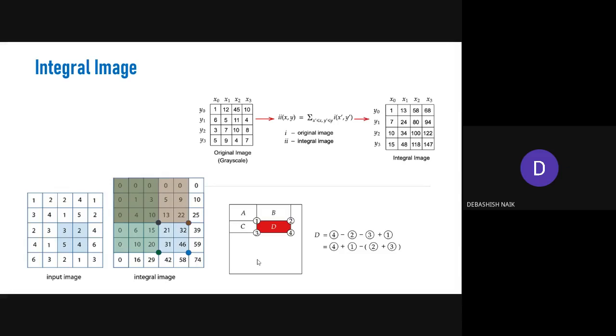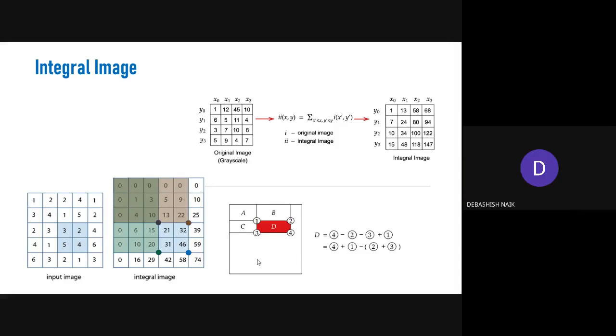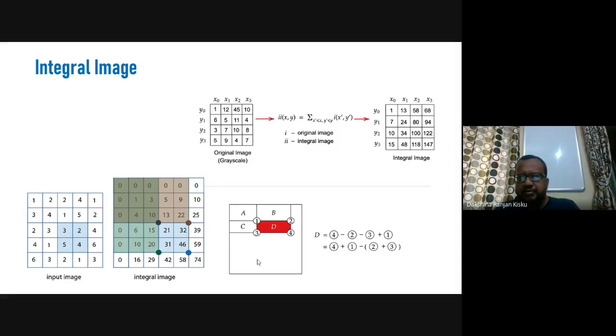If we add the diagonal, then only it's coming 24. Are we adding the diagonal also, sir? Yes, we are also adding the diagonal. Diagonal means here you get 1 plus 12, 13. Then 6 plus 5 is 11. And 11 plus 13 is 24. Then we have 24 in the integral image.